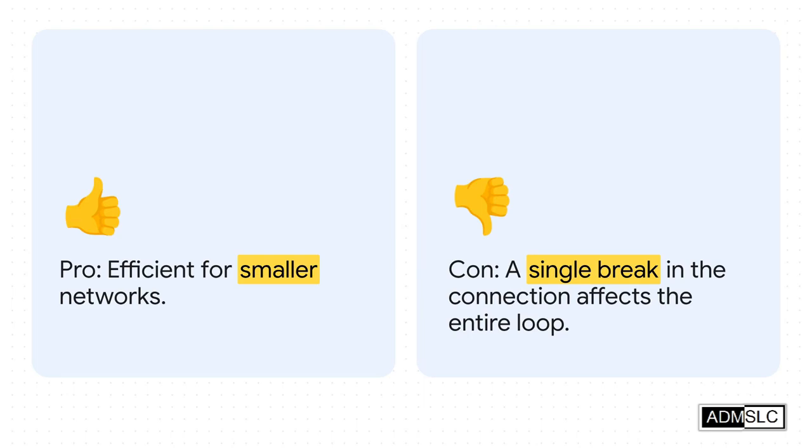In a simple ring, data travels in just one direction. It gets passed from device to device, kind of like a relay race, until it gets where it needs to go. It can be pretty efficient, but it has that same fatal flaw as the bus.